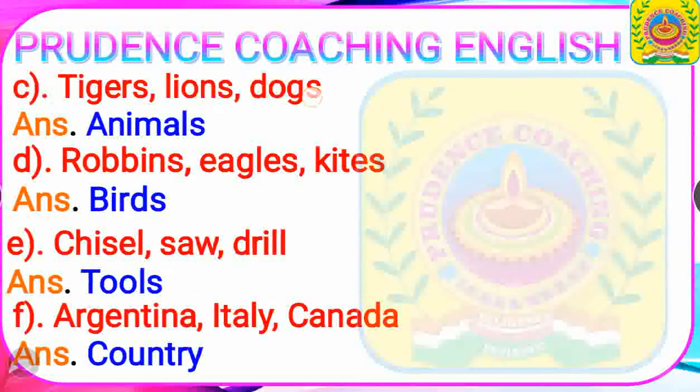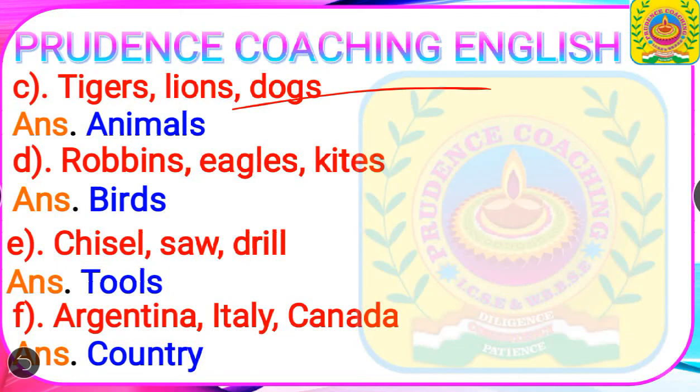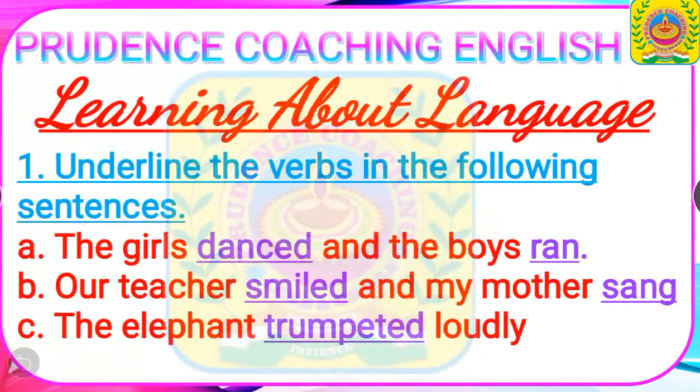Next there is tigers, lions and dogs. It is from the category of animals. Number D, robins, eagles and kites. So they are birds. Next is chisel, saw and drill. They are tools. Argentina, Italy and Canada. These are countries.